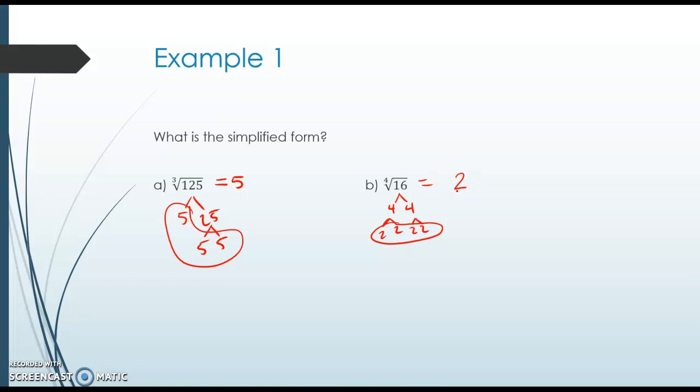Now, I would argue that this is both a positive 2 and a negative 2, because if we have negative 2 to the fourth power, we're going to get a positive 16 as well. In the book, though, it's not insisting that we put the positive and the negative. So you are fine just giving the positive answer, but just know that other problems that we do later in the book, we're going to start talking about even roots giving us two answers, both a positive and a negative.